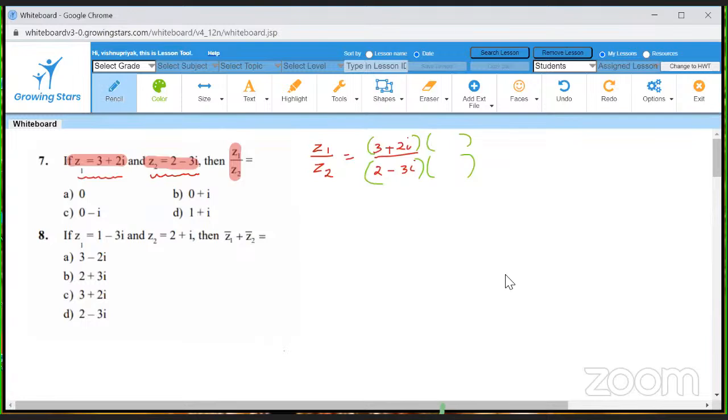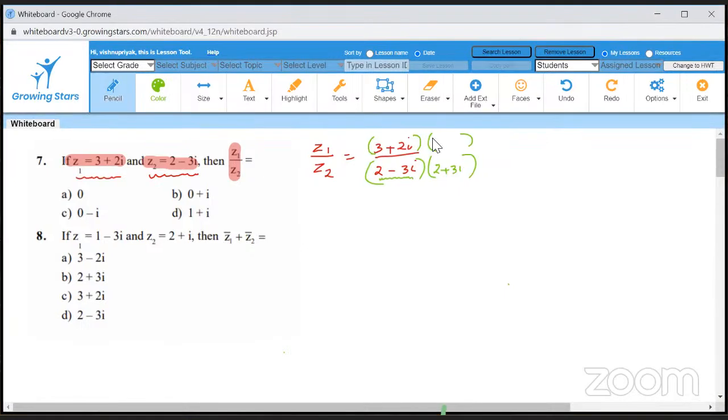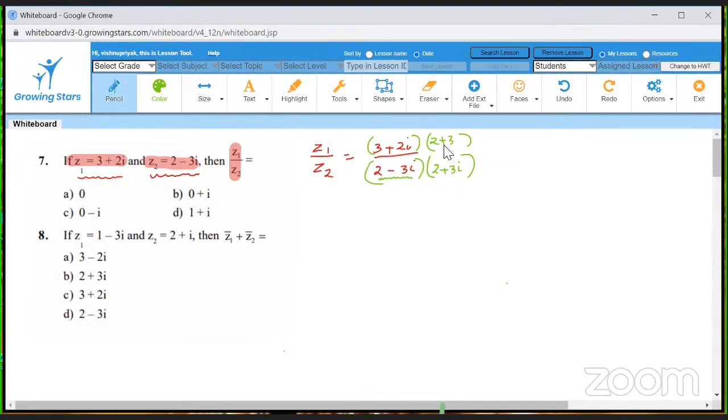Some said B. Conjugate of 2 minus 3i, you have to multiply with 2 plus 3i, 2 plus 3i up and down. And then tell me the answer. Don't guess the answer A, B, C, D. Do the sum and then tell. Arpita said D. But it's not correct.